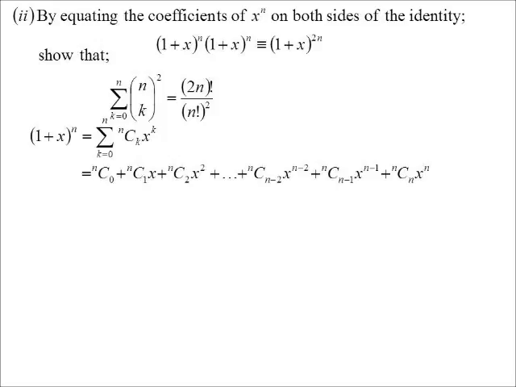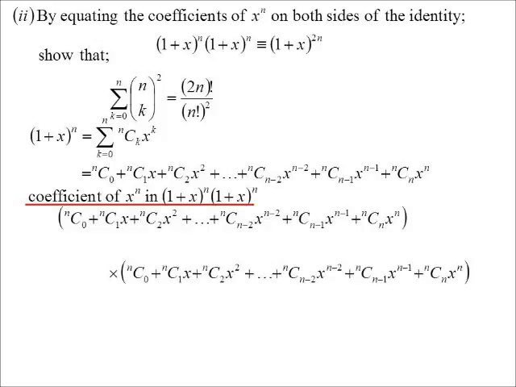So I want to look at the coefficient of x to the power of n, first of all on the left-hand side. I've got (1 + x)^n times (1 + x)^n. So it's this expression, nC0 + nC1 x + nC2 x squared, all the way, times itself. I just want to pull out the ones that will end up with x to the power of n.